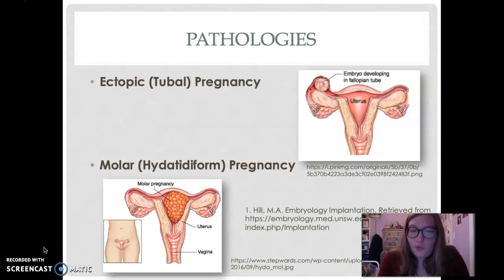Pathologies. Unfortunately, there are various possible pathologies that can arise with implantation and early embryonic development, including ectopic pregnancy. This arises most commonly when implantation occurs in the fallopian tube. 94% of ectopic pregnancies are tubal, but they can also occur in other inappropriate places, such as the ovary and external surface of the uterus.